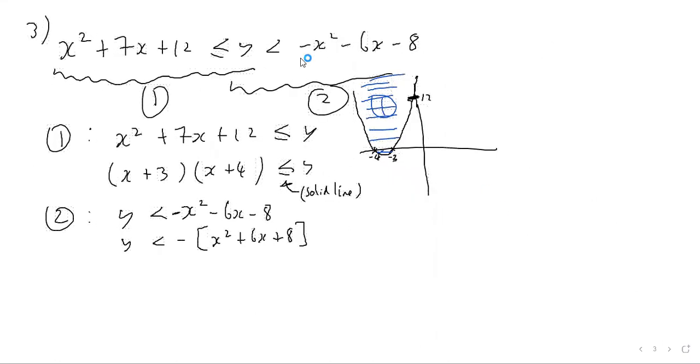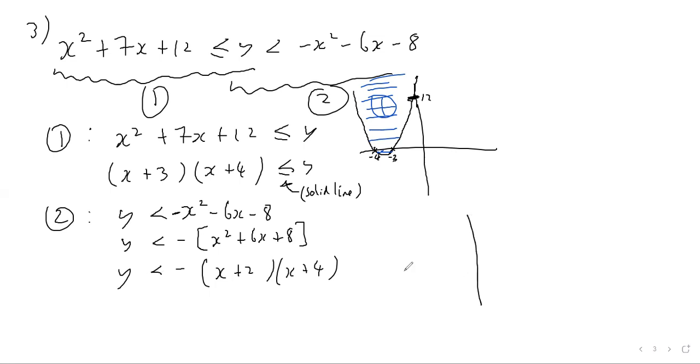Now we can actually factorize the inside of this bracket. If we do that, we get x and an x. Now, factors of 8 that add up to make 6, well, that's going to be a plus 2 and a plus 4. So y is going to be less than negative (x plus 2)(x plus 4).